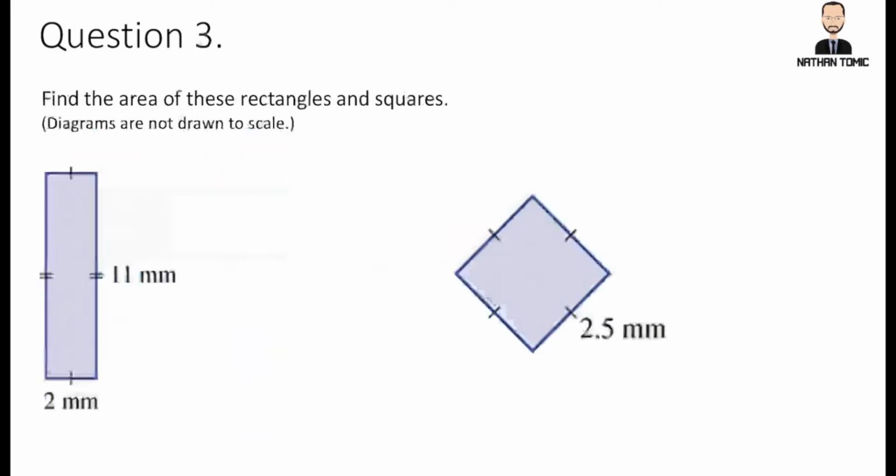Question 3 asks you to find the area of the rectangles and squares. So the first one is quite clearly a rectangle. Now we know that the formula is area equals length times width. Generally we think of the length being the one at the bottom, width being the one vertically, but it doesn't really matter. So let's rewrite the equation: we'll take length to be 2 and the width to be 11. So of course that is equal to 22.